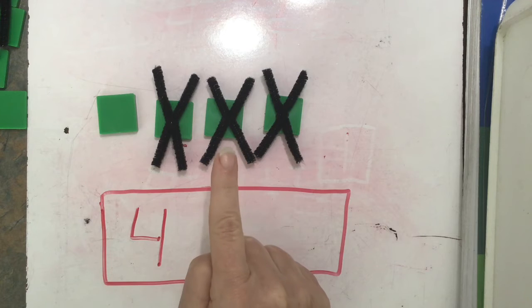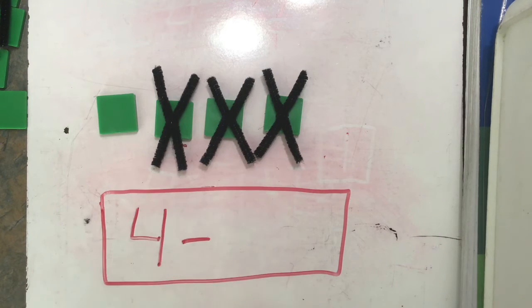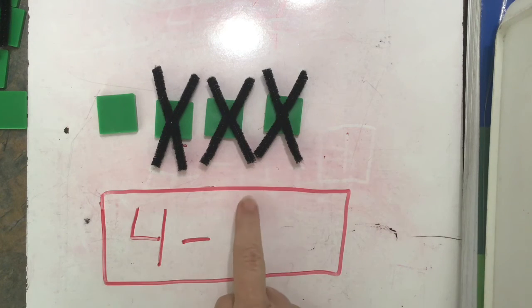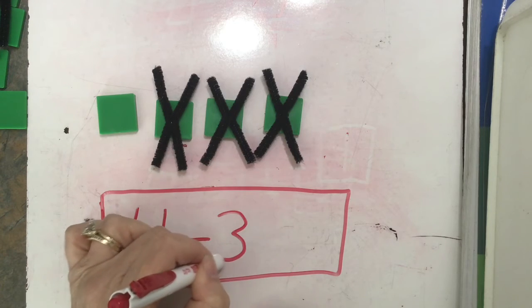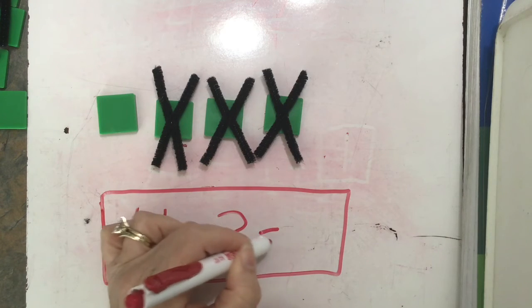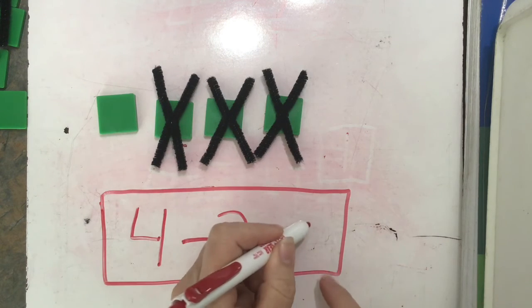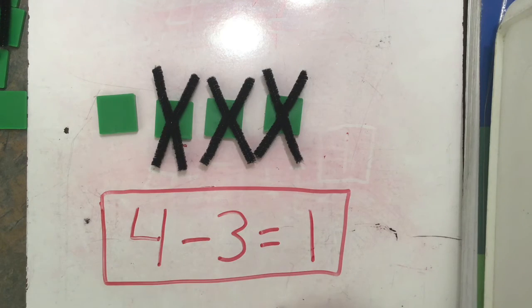Now when we cross things off, that means we are taking them away. Now how many did we take away? Let's count. 1, 2, 3. We took away 3. Then we need to put the equal sign just like this, and we need to say how many are left. So 4 minus 3 equals how many? How many are left? 1, that's right. So we have 1 green square left over.